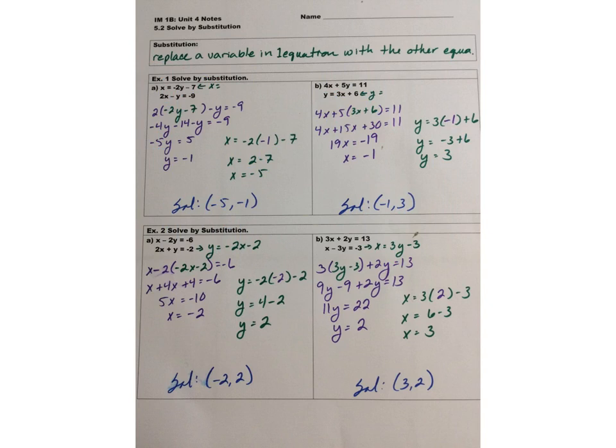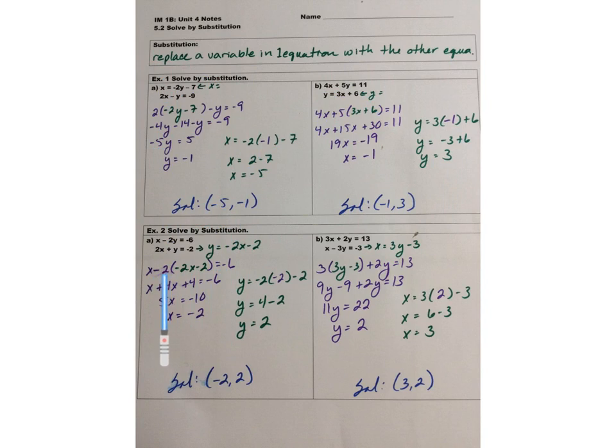Right. Example 3 is very similar, except that neither equation has an x or a y by itself, so that's the first step. And I always try to find ones where the x or the y has no number in front. Like right here, this y, there's no coefficient. So all I have to do is subtract the 2x, and I get y equals negative 2x minus 2. And I can now plug that into the first equation. So I get x minus 2 times the quantity negative 2x minus 2, equals negative 6.